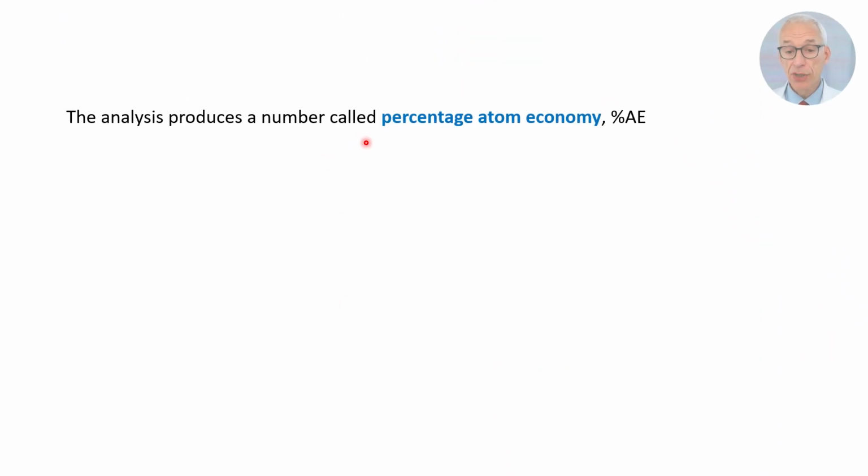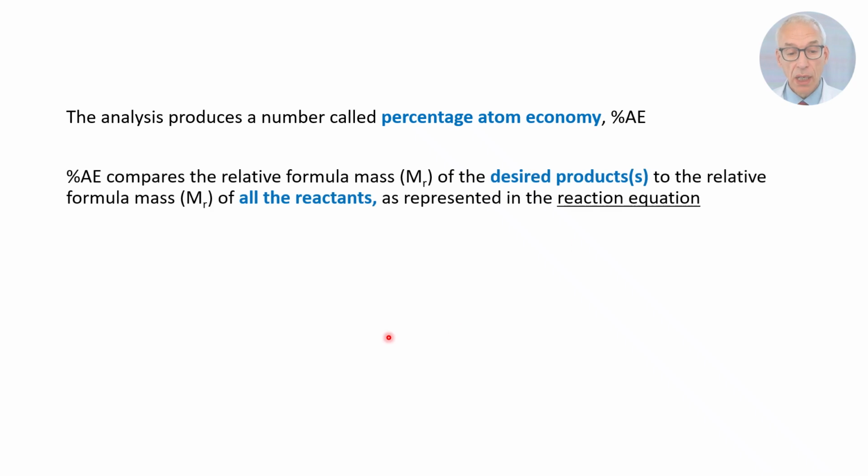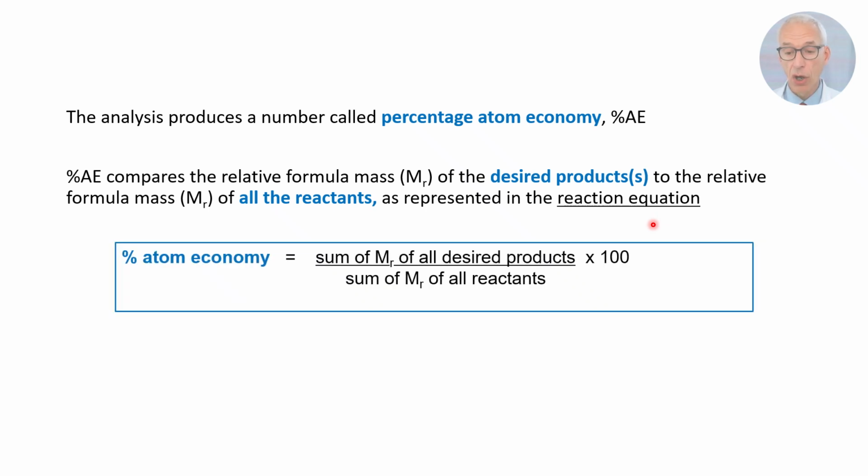The analysis produces a number called percentage atom economy, which I've given the symbol percentage, capital A, capital E. This compares the relative formula mass of the desired products to the relative formula mass of all the reactants as represented in the reaction equation. So percentage atom economy is all based on the balanced chemical equation.